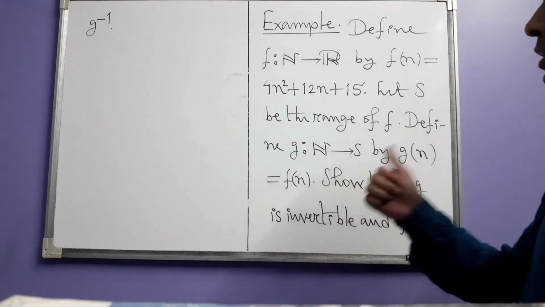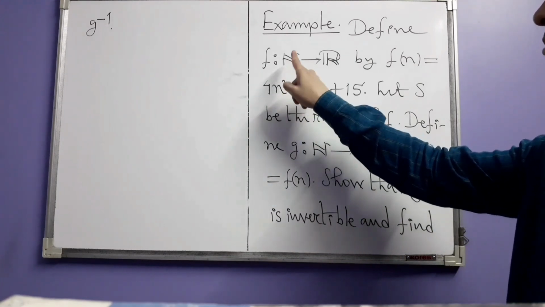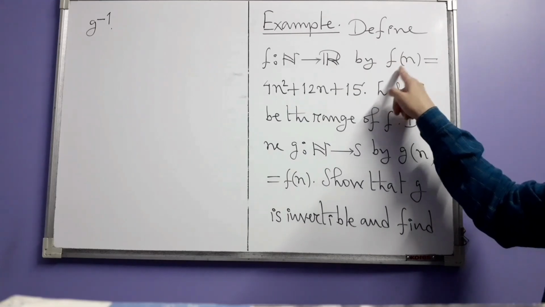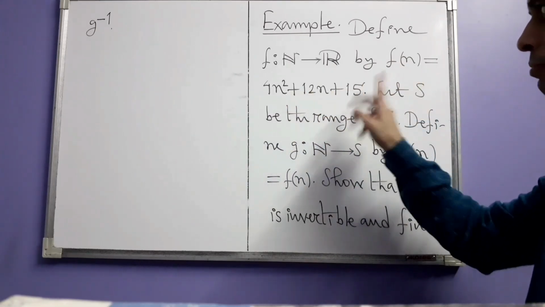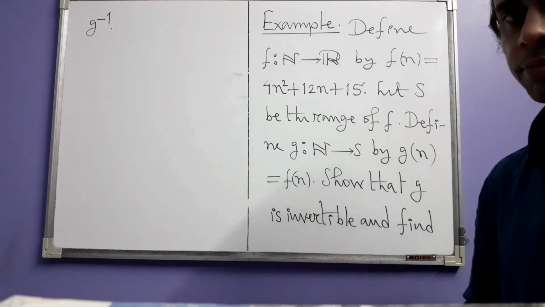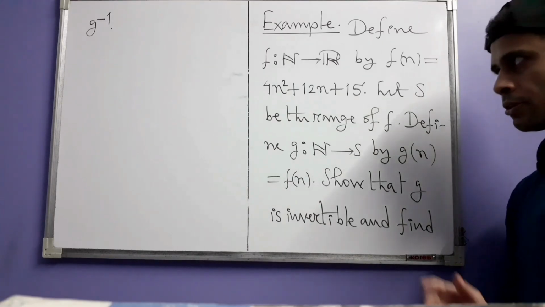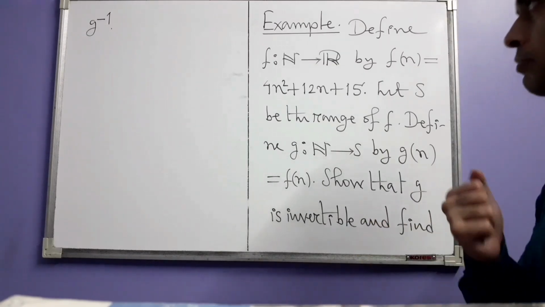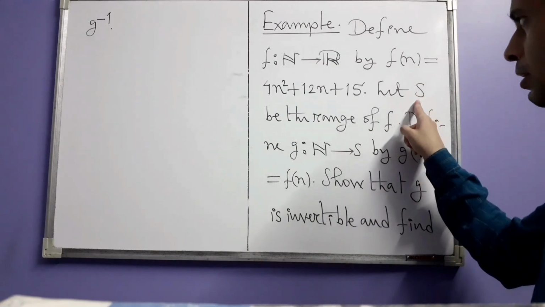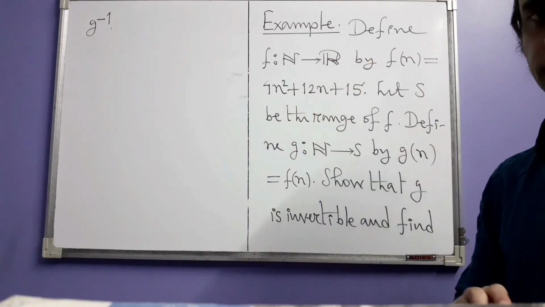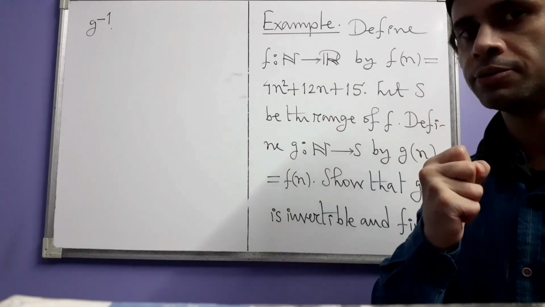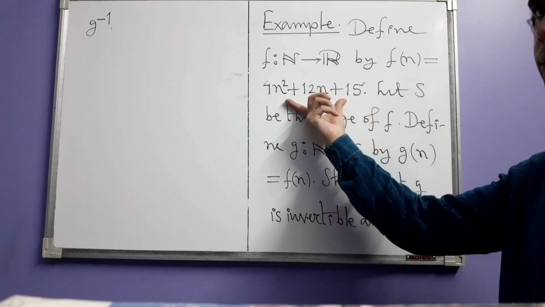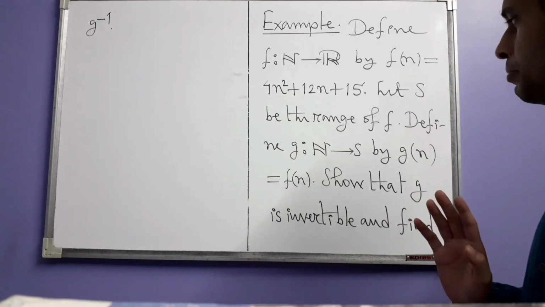Next we have this example where a function f is given from the set of natural numbers into the set of real numbers. And this is the function. f of n is 4n squared plus 12n plus 15, a quadratic polynomial in n. Now it's not the function f that we have to show is invertible, but something else derived from f. Let capital S be the range of the function f. That means the set of all output values of f, or in other words, all numbers that look like this, where n is some natural number.